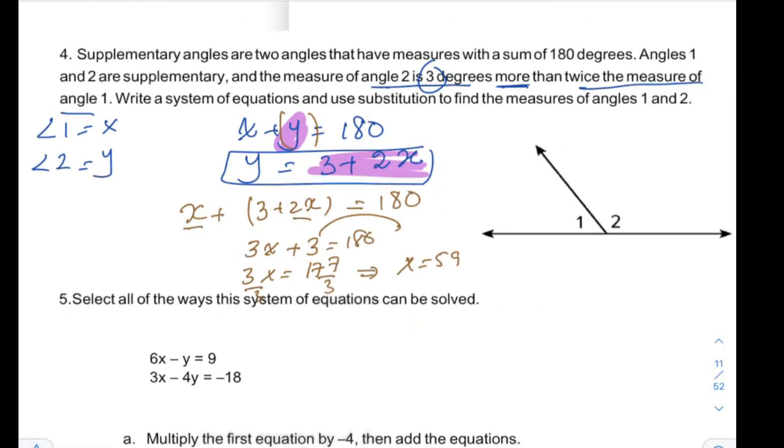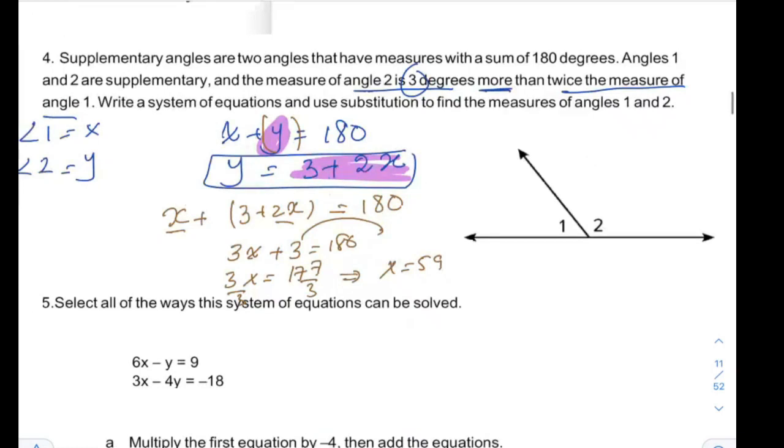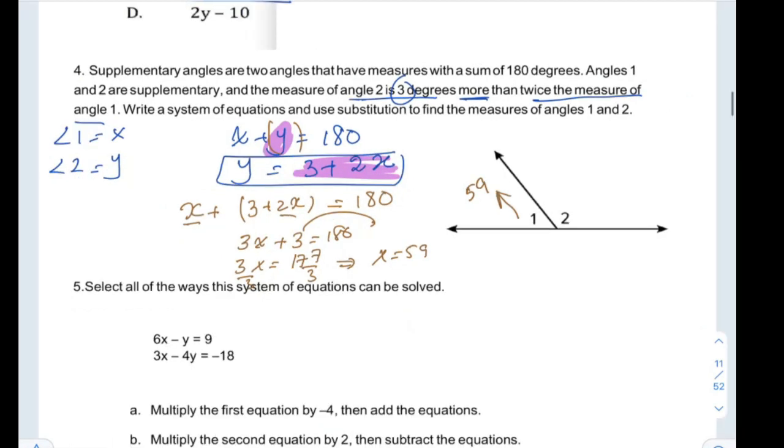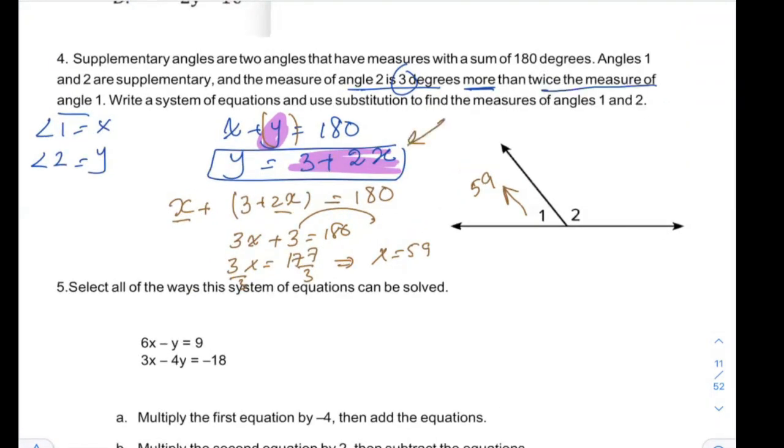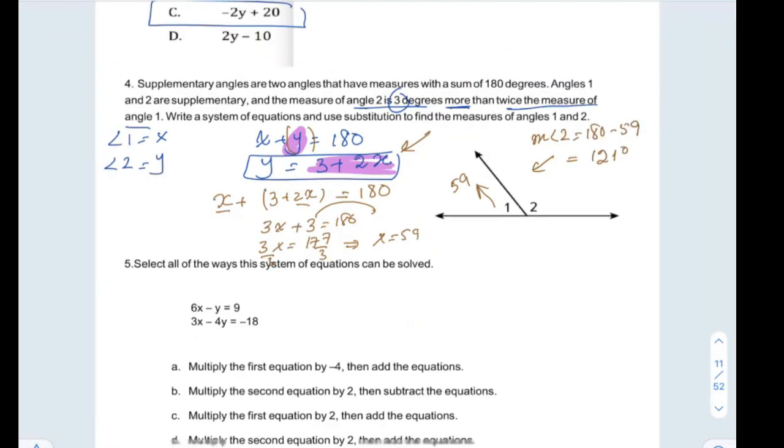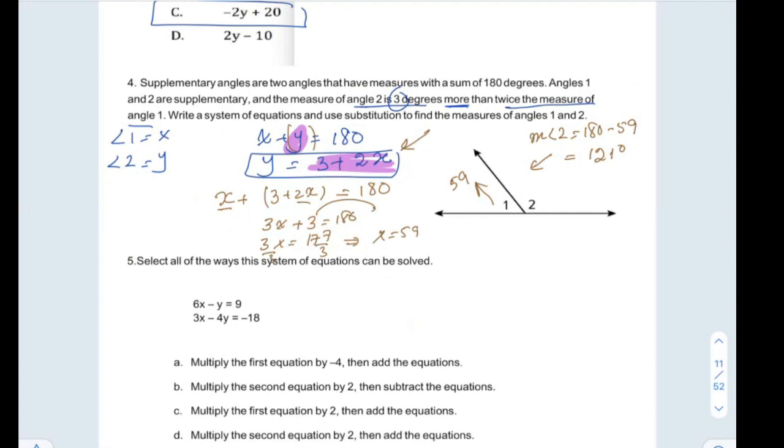But x is what? The measure of angle 1. So the measure of angle 1 is 59. For the second one, either you replace in this equation, or simply you do the measure of angle 2 is 180 minus 59, which is 121 degrees. So we have found both angles easily.